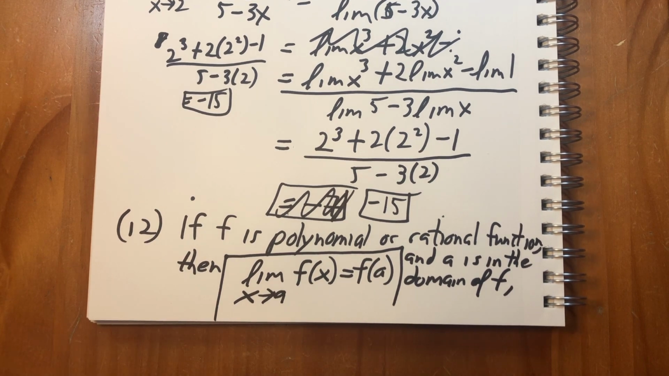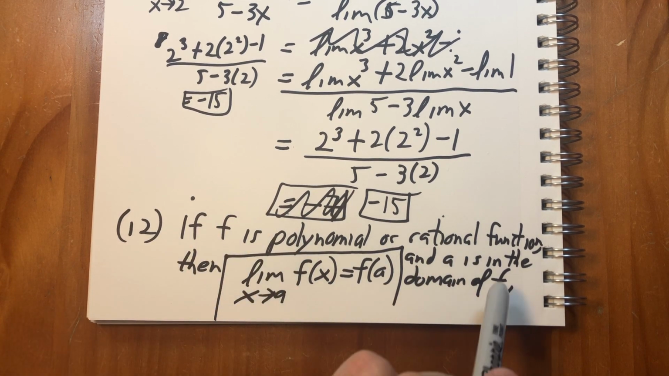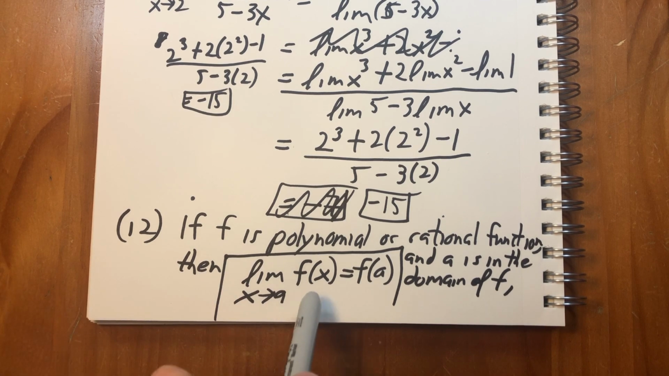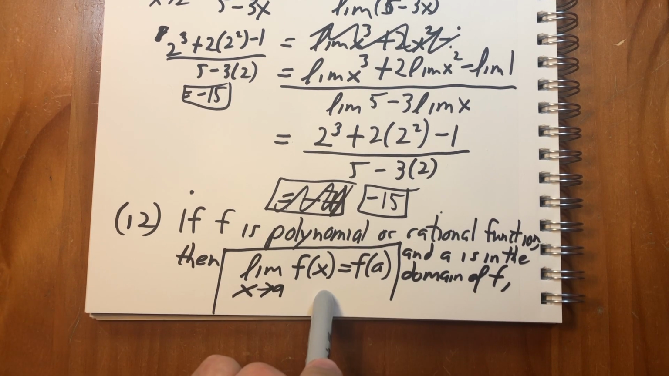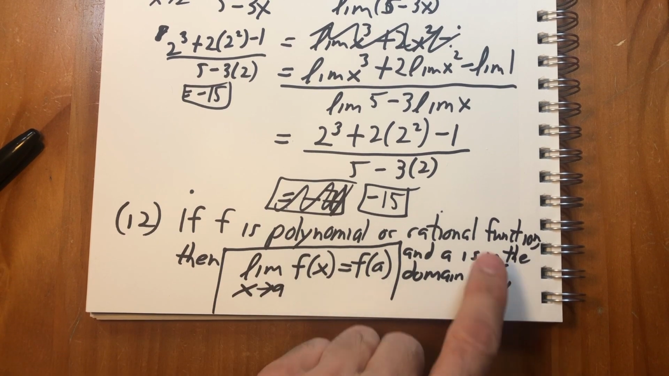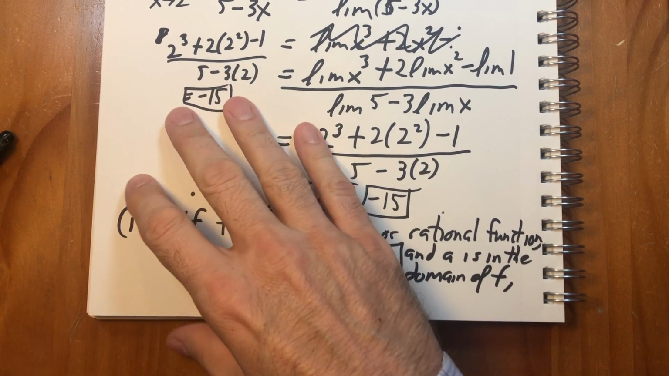In a couple videos, we're going to talk about continuity. One interesting fact about this rule is that it's another formulation of continuity. Functions with the direct substitution property are continuous at a. So that's interesting. But remember, not all functions are continuous. Polynomials are, and rational functions are in their domain, but not all functions are.